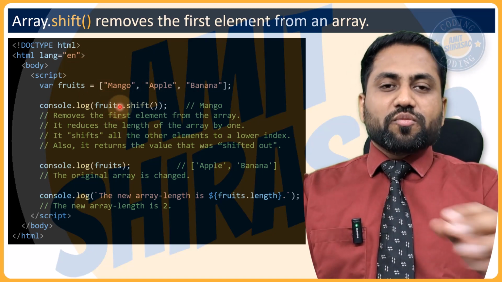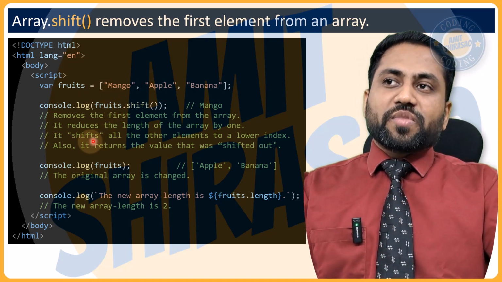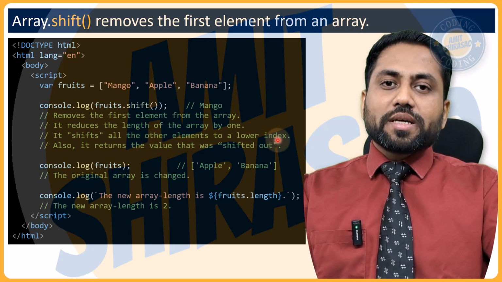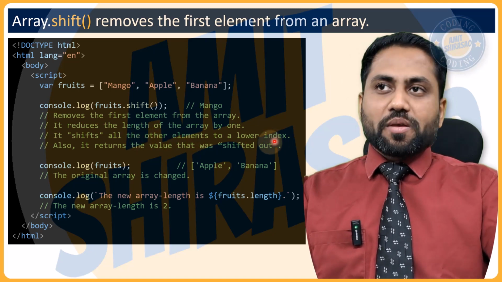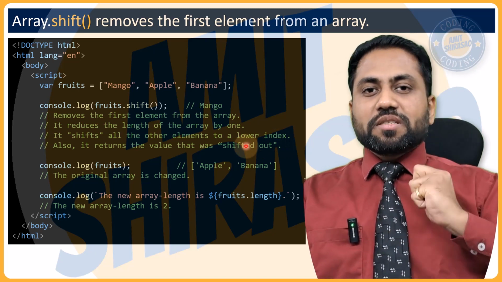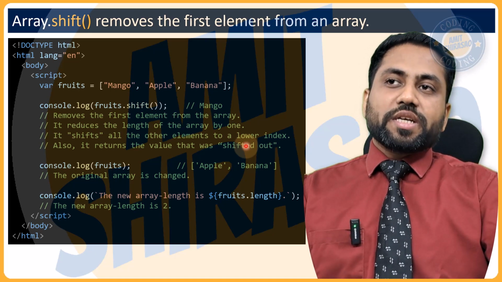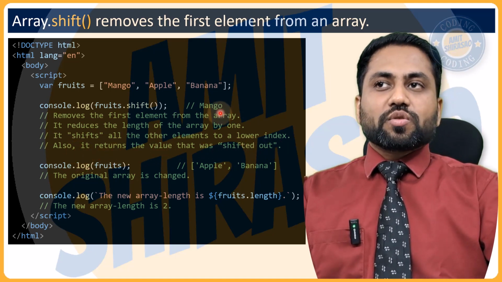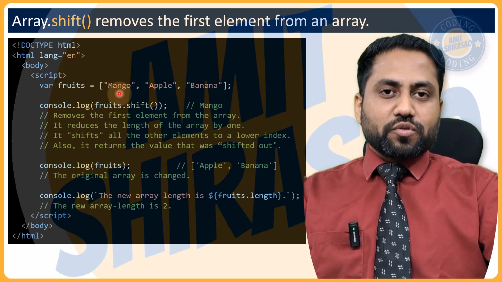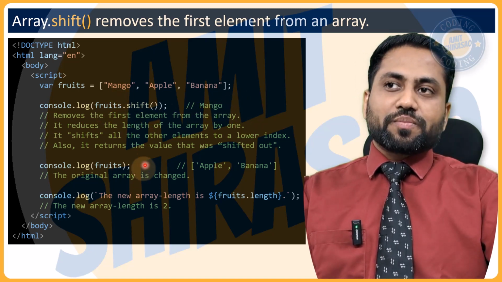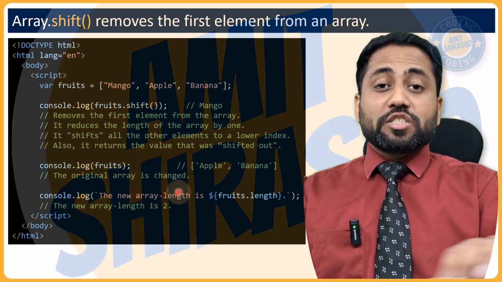Okay, so when you moved it out, it shifts all the other elements to a lower index. So this is called shifting. Unshift means escalate the index. Shift means reduce the index. And then it returns the value that is shifted out. So you've shifted this out of the array, right? So this value is the return type of this function. Again, the original array is changed.